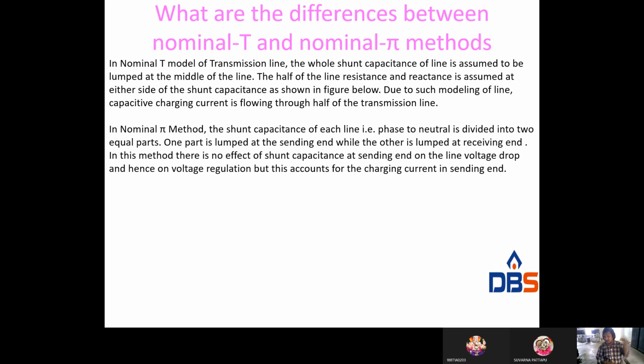So already discussed. Nominal-T is nothing but the whole capacitance placed at the middle of the transmission line, that may divide the network into two halves. That is nothing but Nominal-T. Whereas in Nominal-π the capacitance is divided. Half of the capacitance is connected to the sending end, half of the capacitance is connected to the receiving end. Right? That is the only difference for 2 marks.